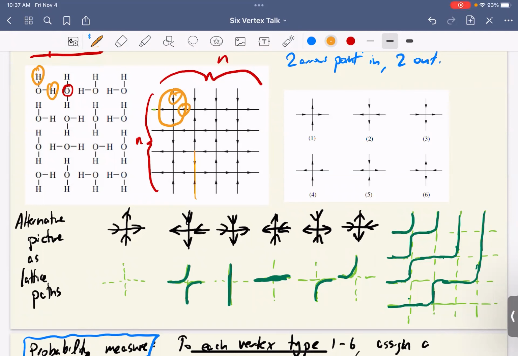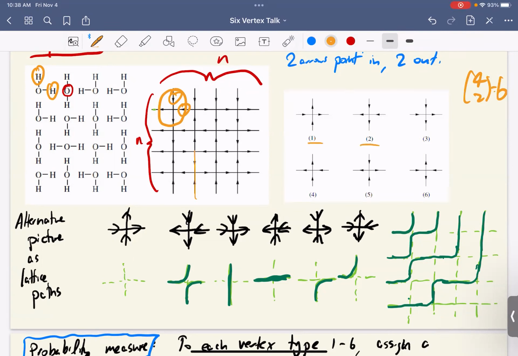And the rule is I'm supposed to have exactly 2 bonds, which means I have to choose exactly 2 arrows that point in toward the vertex and 2 arrows that point out. And there's how many ways to do that? 4 choose 2, which is 6. So that's why this is called the 6-vertex model. And these are the 6 vertex types.